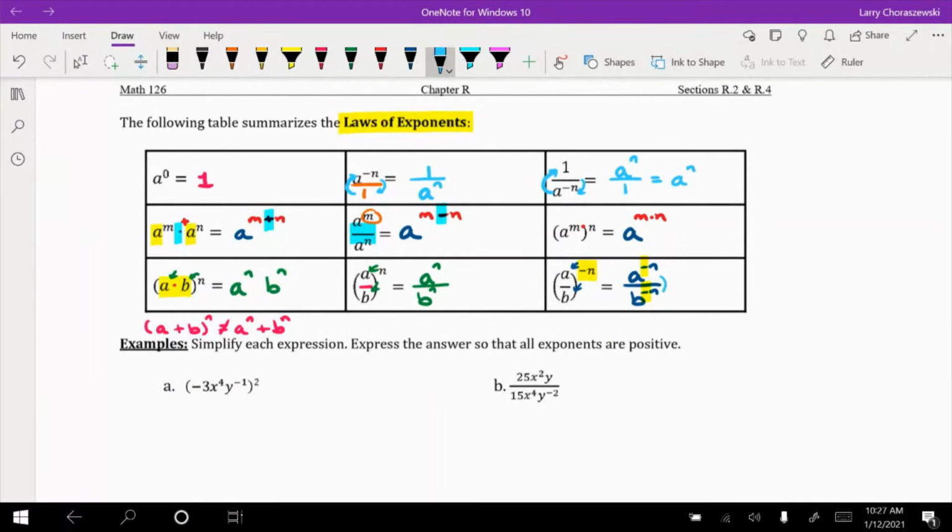So a to the negative n is going to go to the bottom, and that'll make n positive. And b to the negative n is going to go to the top, which will make n positive as well. So far, so good?